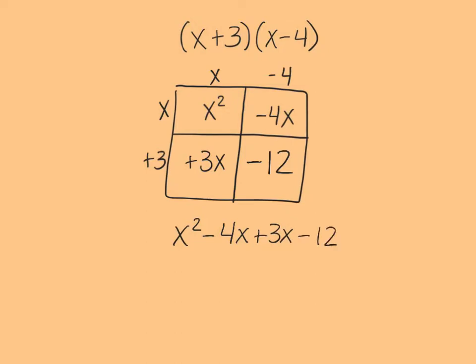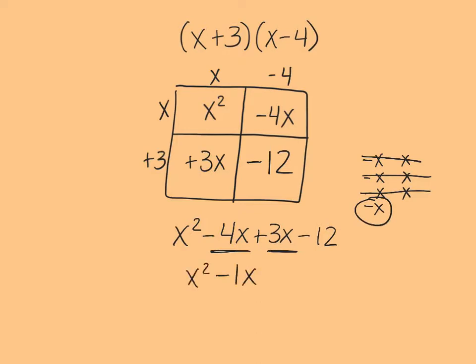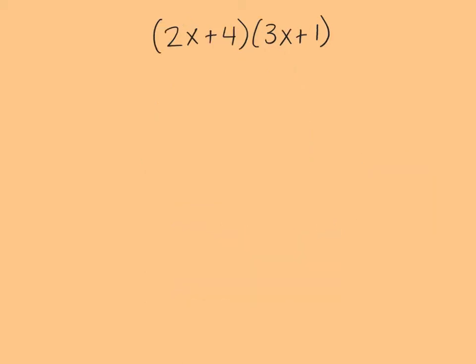Then we'll see if we can combine anything. We have two terms with just the single x, so we can combine them. We have 4 negative x's and 3 positive x's. If you aren't totally sure on how to combine them, you can make little mini tiles. 4 negative x's and 3 positive x's. Positive and negative cancel, and we're left with 1 negative x, so this is a negative 1x, and then everything else stays the same. So this is the answer to that multiplication.